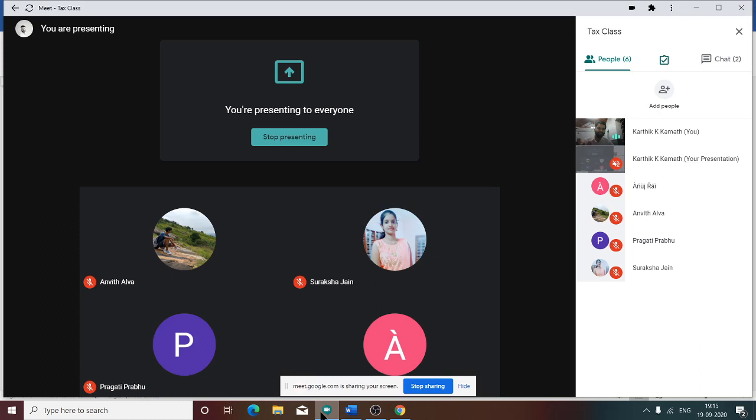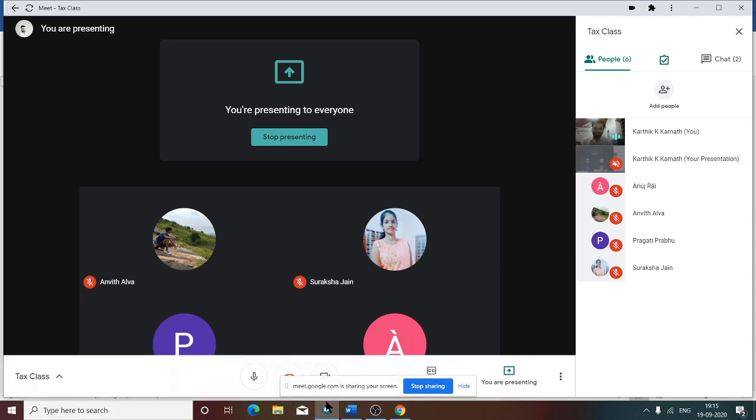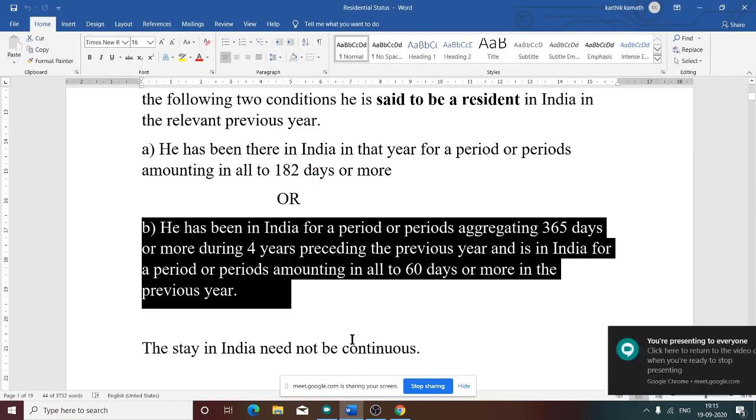What do you mean by 365 days in aggregate? That is nothing but the total number of days. In total he should have stayed for 365 days in the last 4 years preceding the previous year. That means in one year he may stay for 100 days, second year 50 days, third year maybe 150 days, fourth year maybe 25 days. The total should be more than 365. That is the second basic condition.